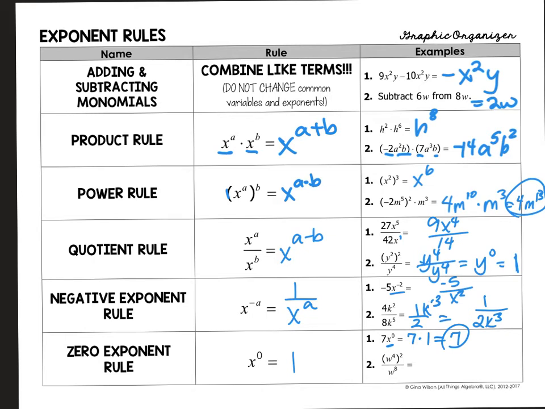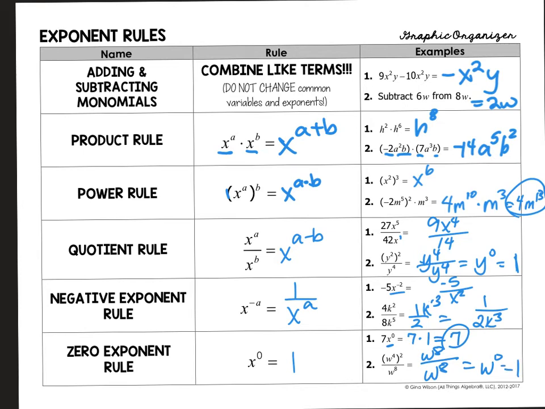Okay, problem 2 is an awful lot like problem 2 up in the quotient rule part. So the first thing you want to do is apply the power rule. W to the 4th squared, so that becomes w to the 8th. Put w to the 8th on the bottom. 8 minus 8 equals w to the 0. And then anything to the 0 power equals 1.